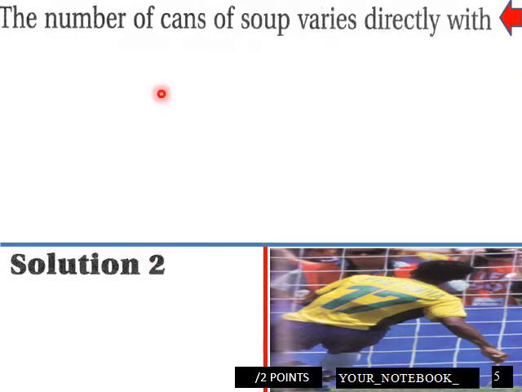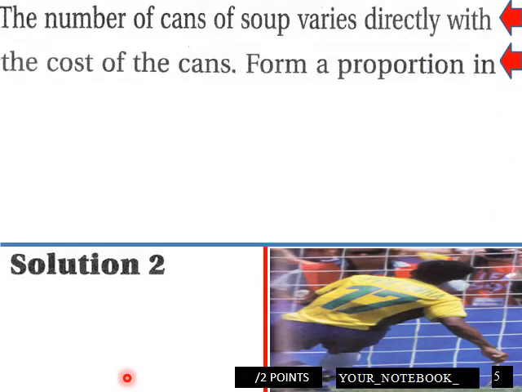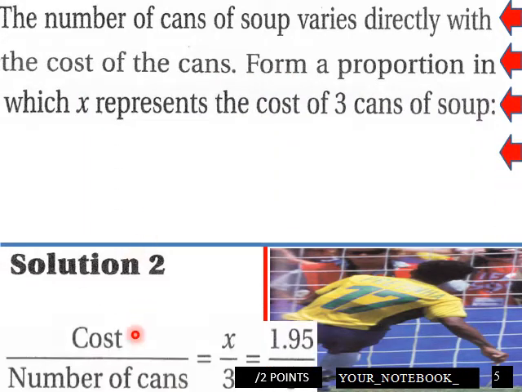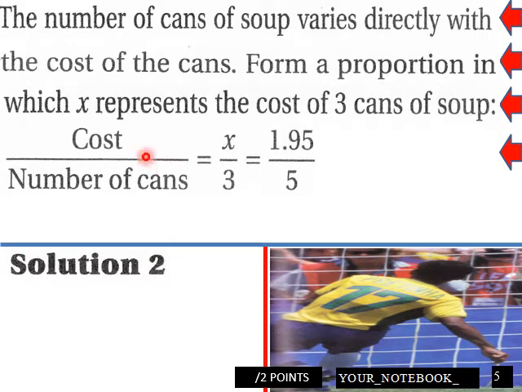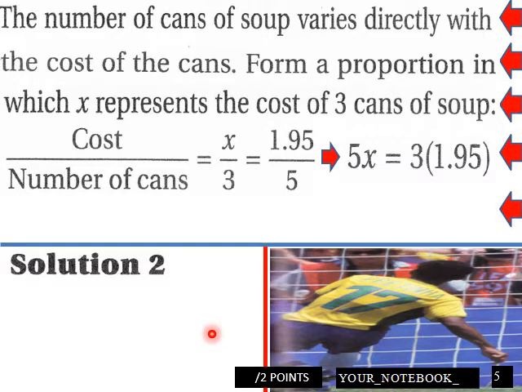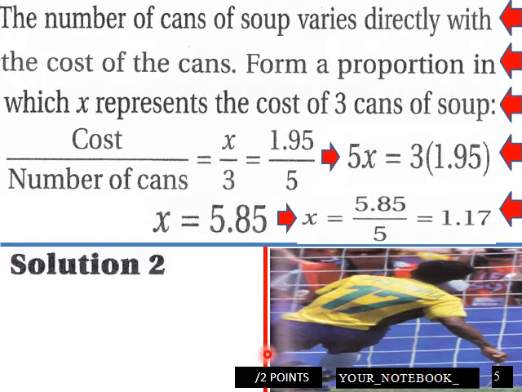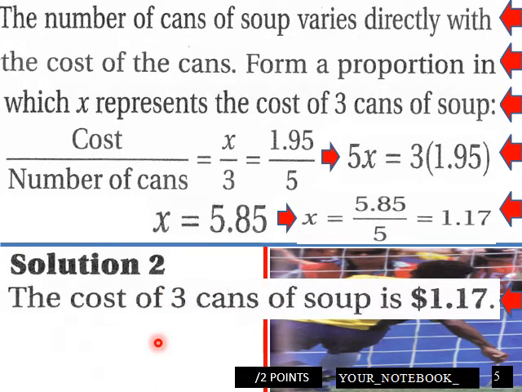Solution 2. The number of cans of soup varies directly with the cost of the cans. Form a proportion in which x represents the cost of 3 cans of soup. So we cross multiply here: 5x equals 3 times $1.95, which equals 5.85. That's another way to do it. Then we divide through by 5 and we get $1.17. The cost of 3 cans of soup is $1.17.